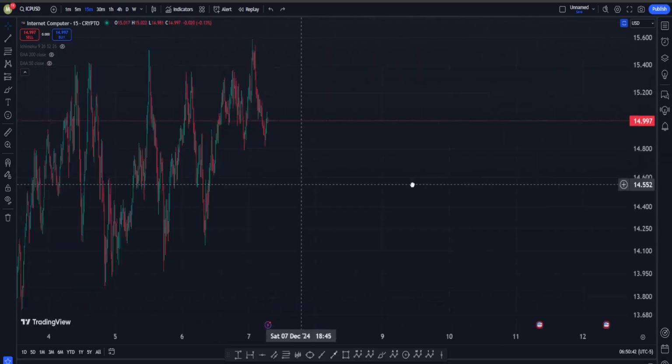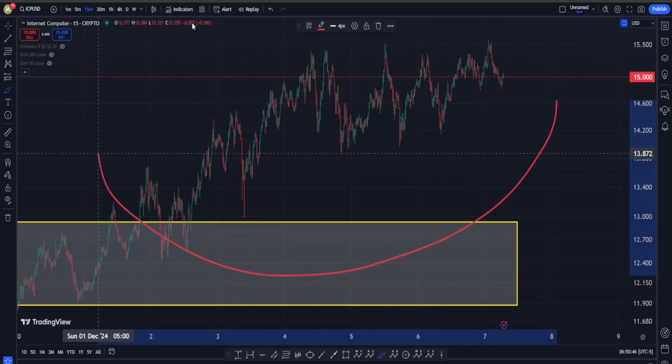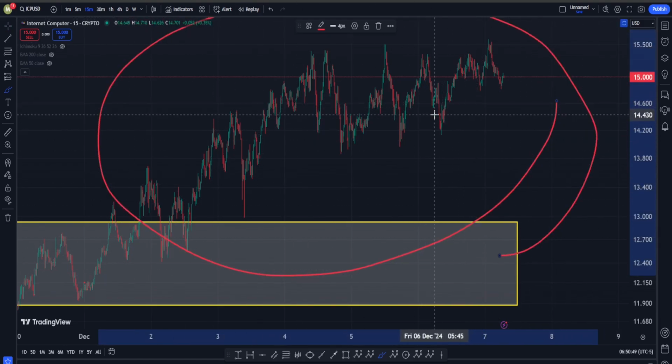Okay, in today's video about Internet Computer, I want to focus a bit more on this part of the price action and see what is going on. And I think we may have a bullish pattern in here. And I'm going to tell you what my thoughts on it are.